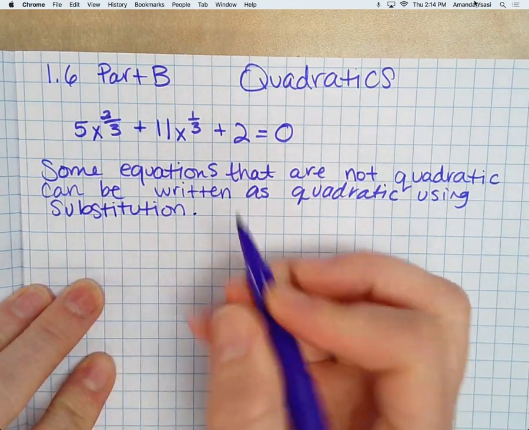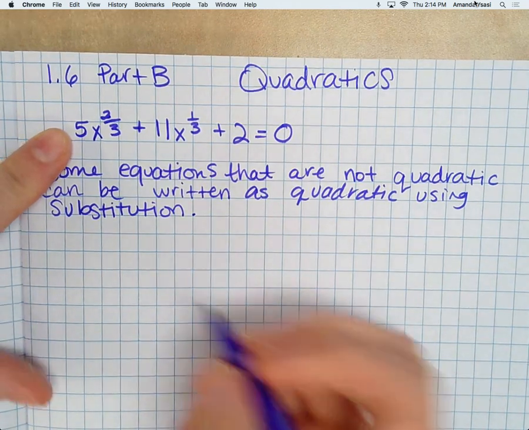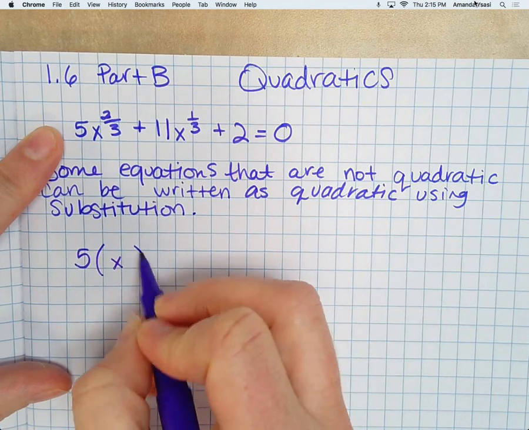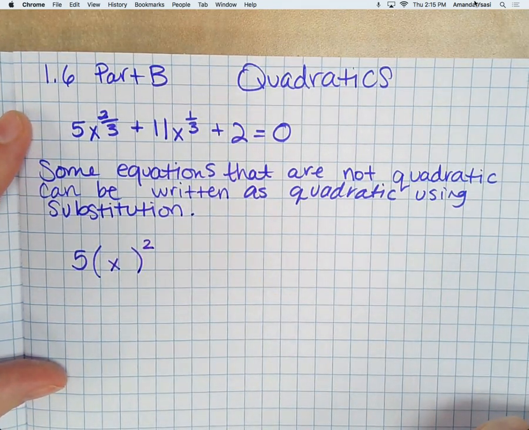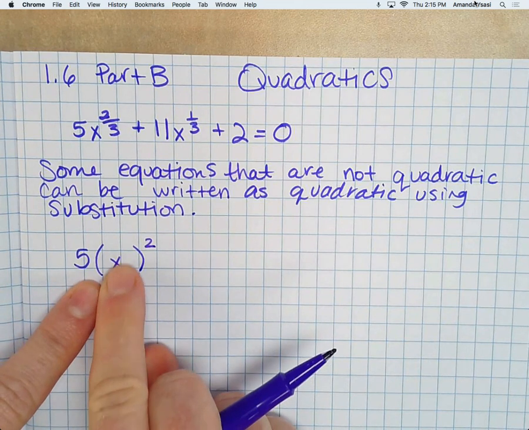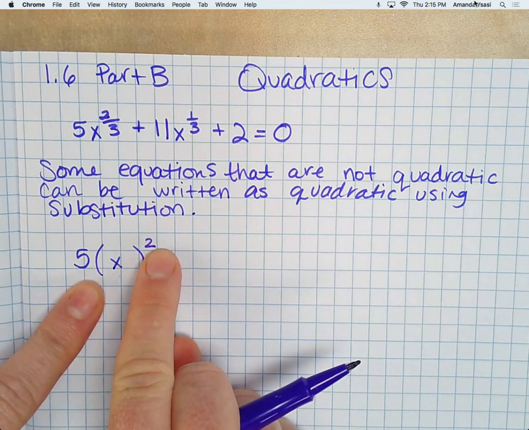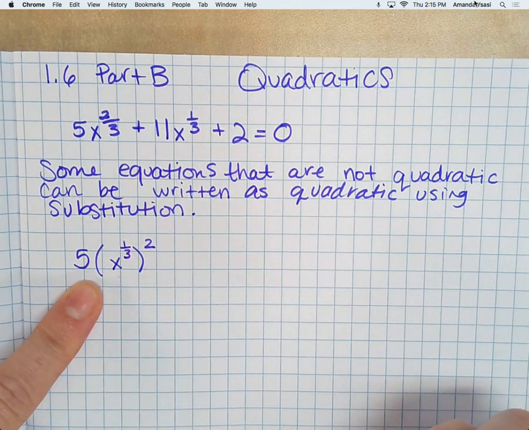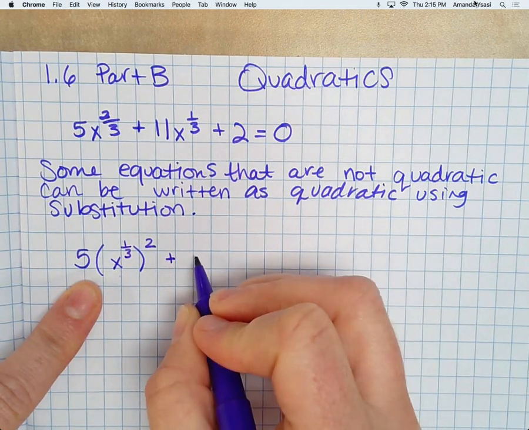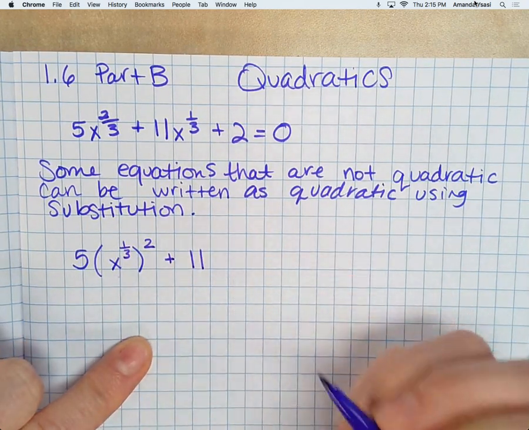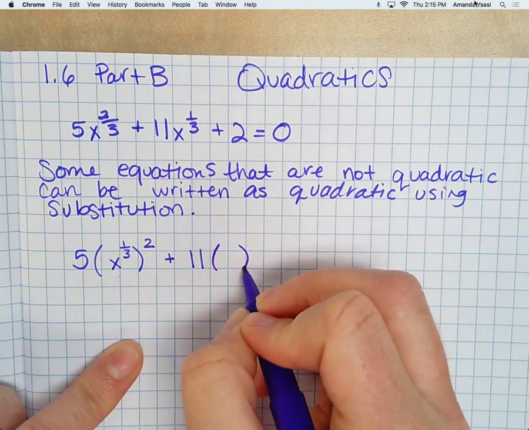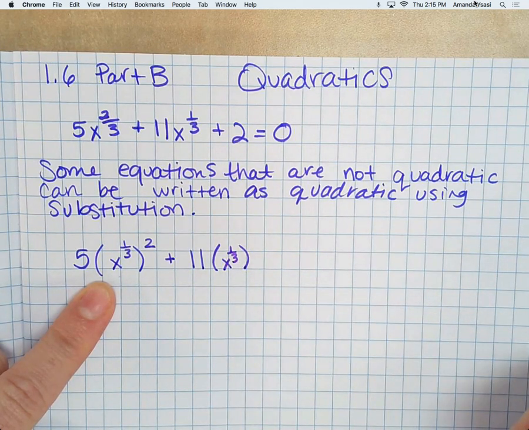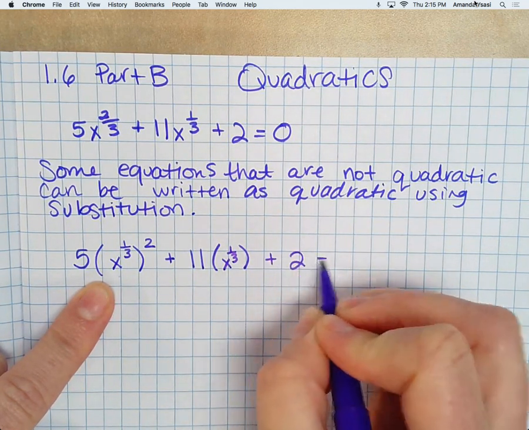So the way we could do this is we are going to change this to 5 times x to the something squared. So what would the exponent of x be to make it 2/3? It'd be 1/3, right? Then plus 11, and we want this to be x to the first power. So our x is going to be to the 1/3. Then plus 2 equals 0.